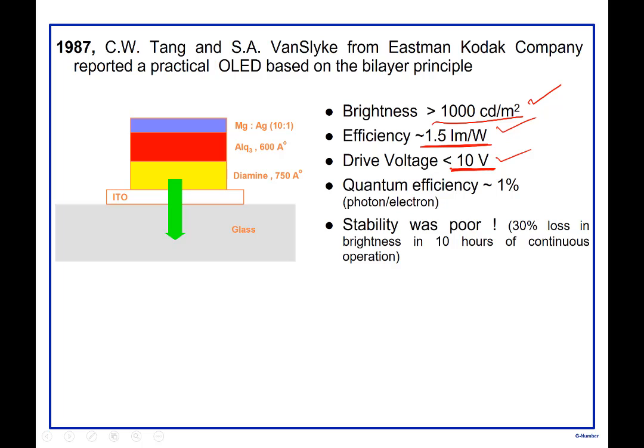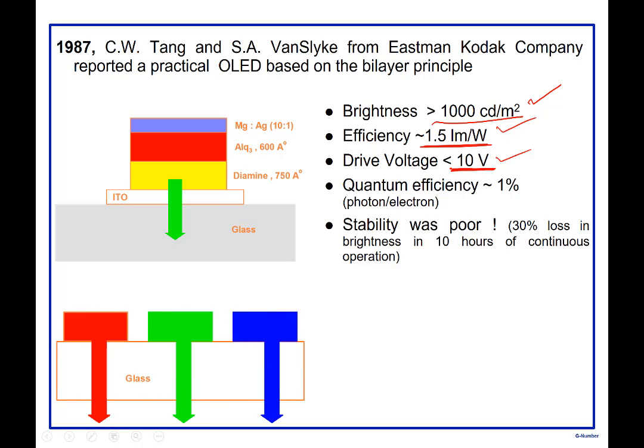On top you have a metal. So the light comes out from this transparent conductor here. So it's an organic material deposited on glass and gives you this kind of a performance. 10 volt, lumens per watt, thousands of candela per meter square. Because it was the first LED developed, stability and all that was poor.